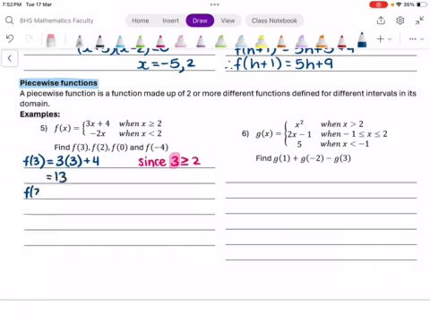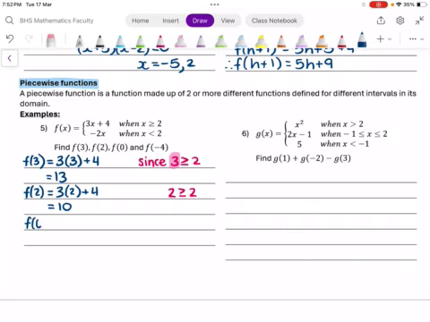Now, for f of 2, we need to work out whether 2 is greater than or equal to 2 or less than 2. And we have that 2 is greater than or equal to 2. So what we will have is, again, using that top function of 3 lots of our x, which is 2, plus 4, and this is equal to 10.